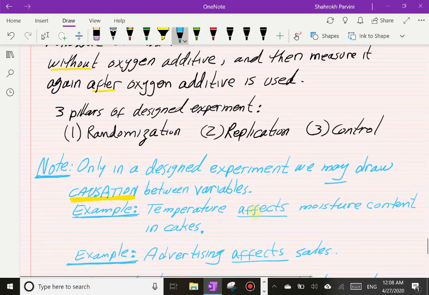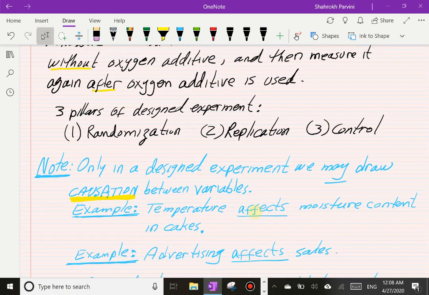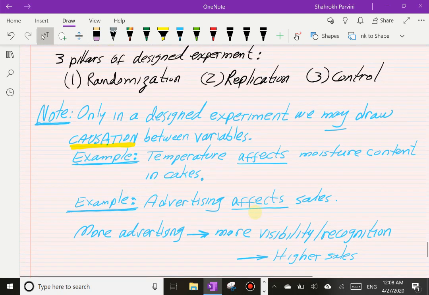And another example, I can say, for instance, that advertising affects sales. So it's the cause of sales going higher, of course, up to a certain point, right? And here's the reason, because typically, the more you advertise, the more visibility, the more brand recognition, and of course, that could lead to higher sales. So it would make sense to draw causation here.